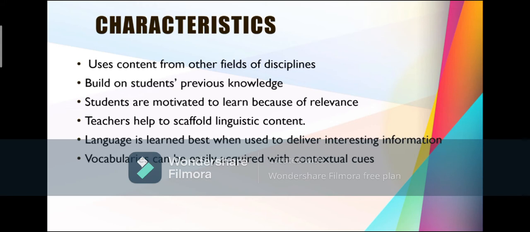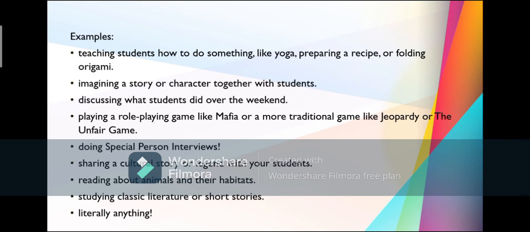So there are key characteristics of this content-based approach, such as it uses the content from other fields of disciplines, builds on the students' previous knowledge, the students are motivated to learn because of relevance, teachers help to scaffold linguistic content, and the language is learned best when used to deliver interesting information. And vocabularies can be easily acquired with contextual cues. So, there are some examples of this content-based instruction in the classroom. Activities such as teaching students to do something like yoga, preparing a recipe, or folding origami, or activities such as imagining a story or character together with students, or discussing what students did over the weekend.